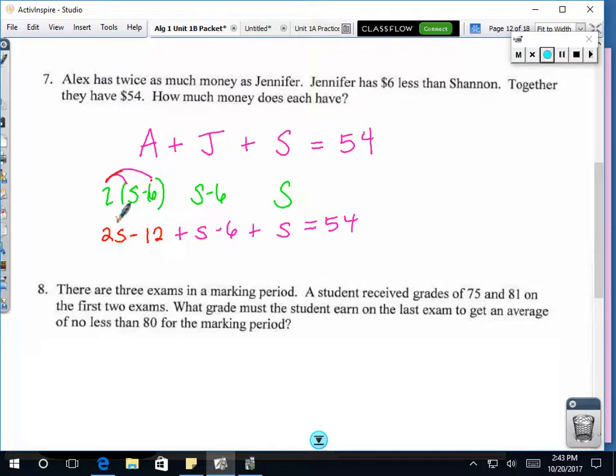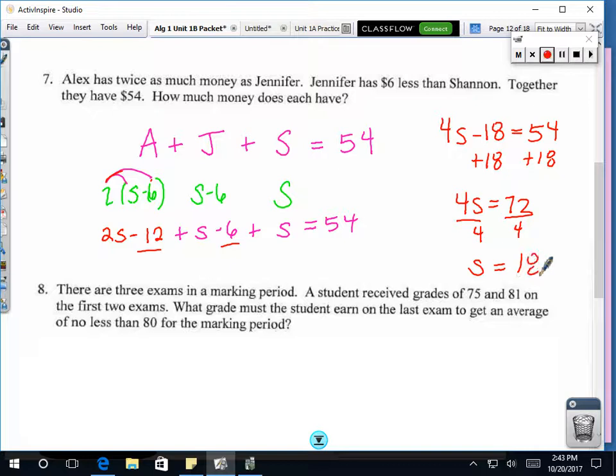Okay, so 2S plus S is 4S, so that was right. But then when you combine the constants, it's not negative 12, it's negative 18. And then it equals 54. So now we'll add 18 to the 54, and 4S will equal 72. And then when you divide that, you'll get a nice whole number. And that 18 represents what? Shannon's amount of money. So if Shannon has 18, how much does Jennifer have? Right, she has 6 less. And how much does Alex have? 24, because he has double Jennifer's.